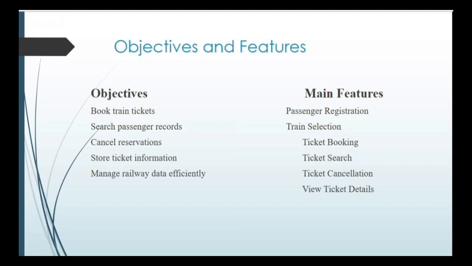Next is objectives and features. The main objectives of this train reservation system are to make the booking process simple, fast and reliable. First objective is to allow users to book train tickets easily by entering basic passenger information. Second is to enable users to search for existing tickets whenever needed. Third is to provide the facility to cancel tickets if travel plans change.